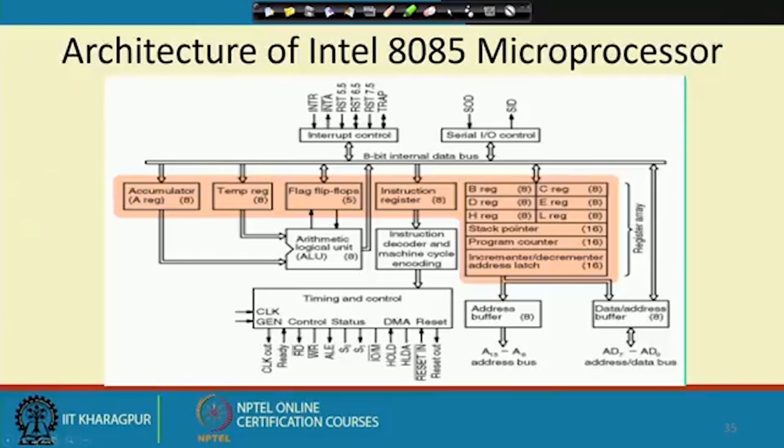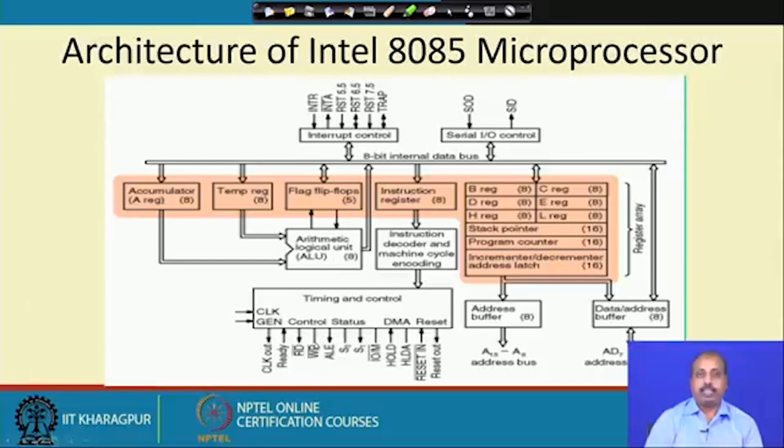Then this reset in bar is basically the reset pin. If the reset pin is pressed, then this reset in bar line will be activated, so that it will be reset and it will generate the reset out. Then it will generate hold out. Then the status lines, S0, S1 and IO M bar, will tell you the status, as I have already said, which operation it is doing now, whether IO operation or memory operation. And the ALE signal is an output, which will be used to demultiplex the address and data bus values from the multiplexed address data bus.